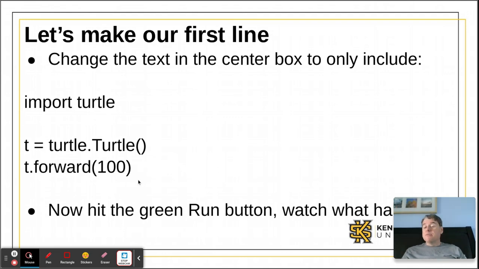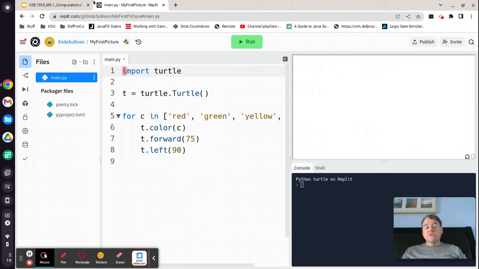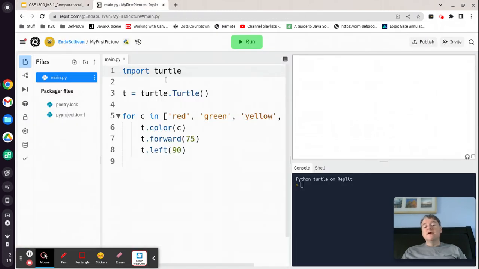Now, all of that probably makes no sense to you, and that's fine. Don't worry about it. We're just going to type those into the other window and see what happens, and we're going to hit the green button. So over in our other window, I'm going to take away everything that it gave me except for these 2 lines here. So import turtle is the first thing that I was supposed to put in. I'm just going to go back to the slide, and you can see there it is.